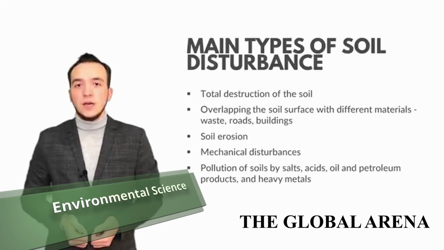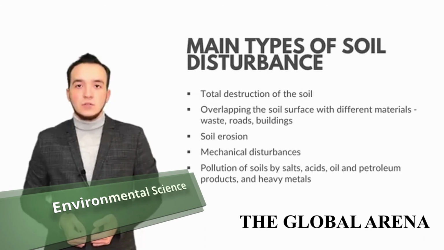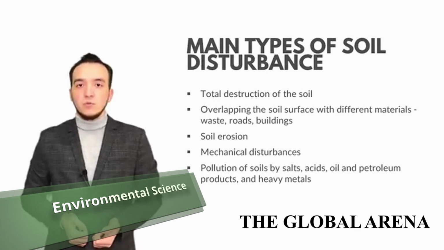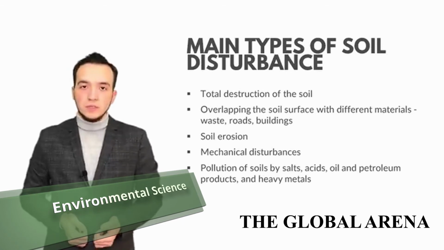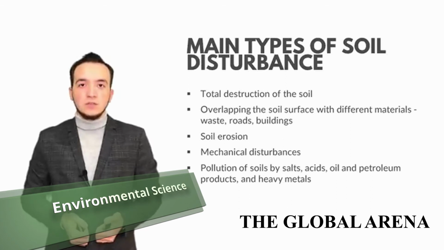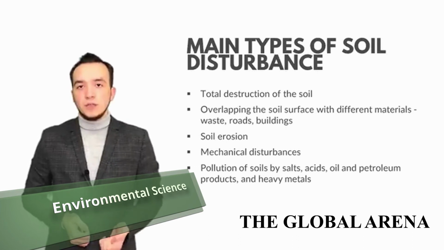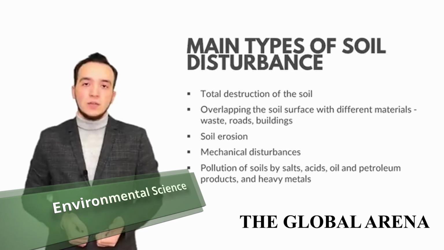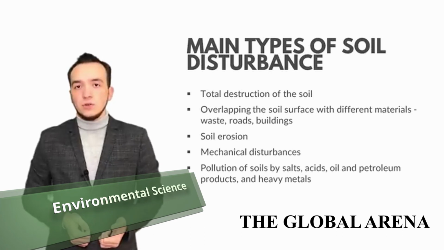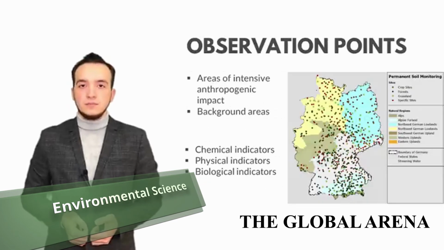There are the following main types of soil disturbances: total destruction of the soil, removal of the soil layer, overlapping the soil surface with different materials, waste, roads and buildings, soil erosion, the destruction of soil and the removal of soil components by water and wind, mechanical disturbances, which include compaction, overweighting or drying, formation of dense crusts, pollution of soils by salts, acids, oil and petroleum products, and heavy metals.